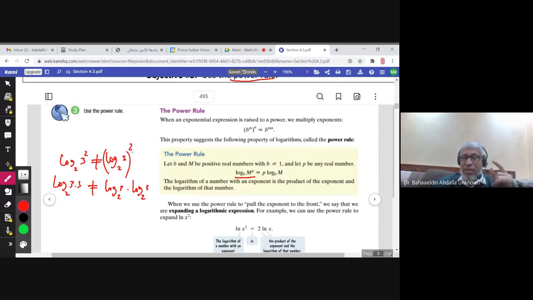What happens if the power is a power of the logarithmic? We don't do anything. There is no rule, okay? There is nothing. You cannot simplify this. You cannot expand this. But you can expand the left-hand side.